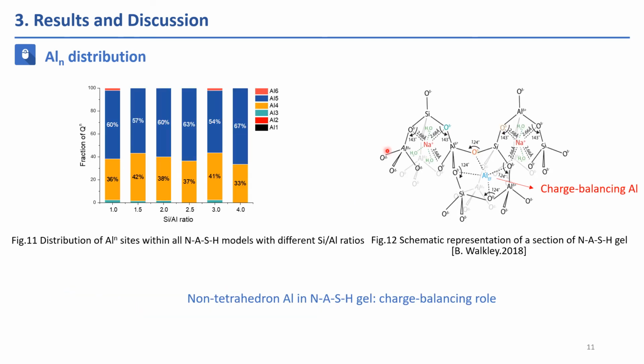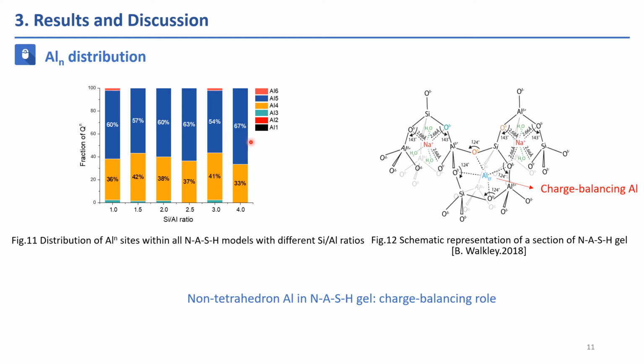Here is the alumina site distribution. We can see most of them are Q4 and Q5. Q4 is not surprising, but Q5 may be beyond your expectation. We used to believe that pentacoordinate alumina and 6-coordinated alumina only come from unreacted raw material in geopolymer paste.